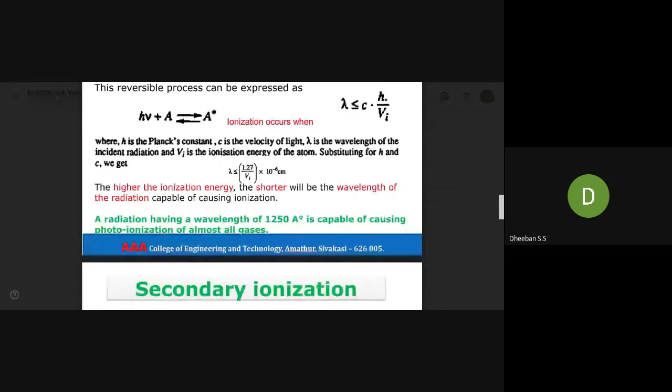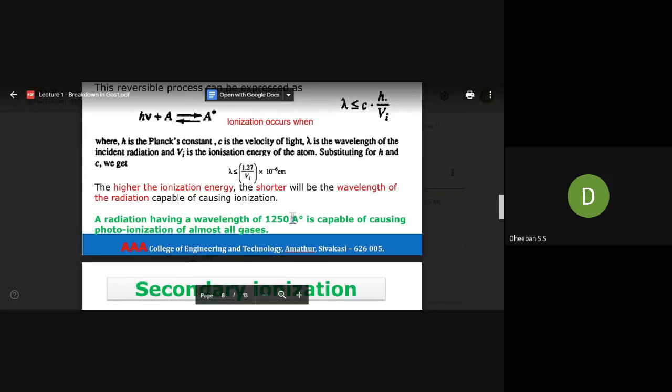So with respect to the wavelength, you can decide what kind of spectrum you will be using for the absorption of the radiation. Here what they're saying is radiation having a wavelength of 1250 Angstrom is capable of causing photoionization for almost all gases. This is a general point.